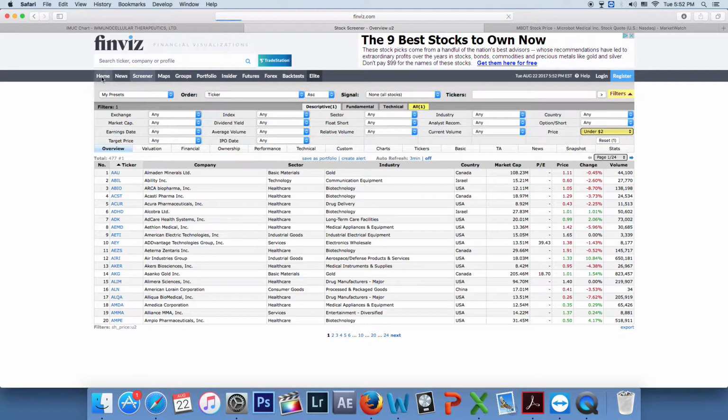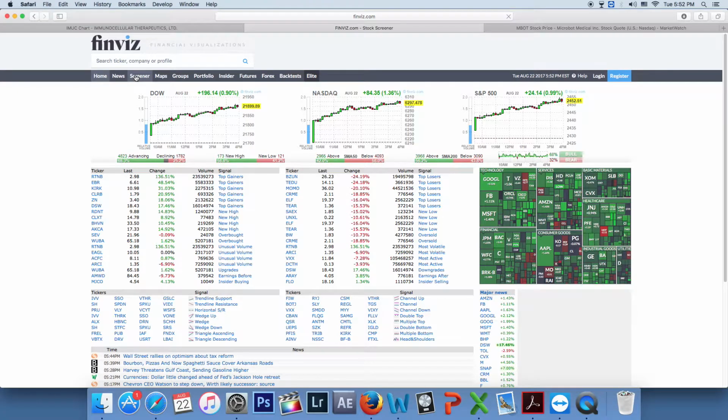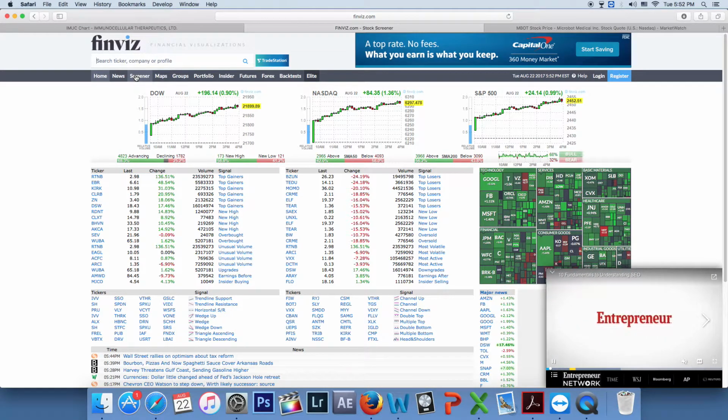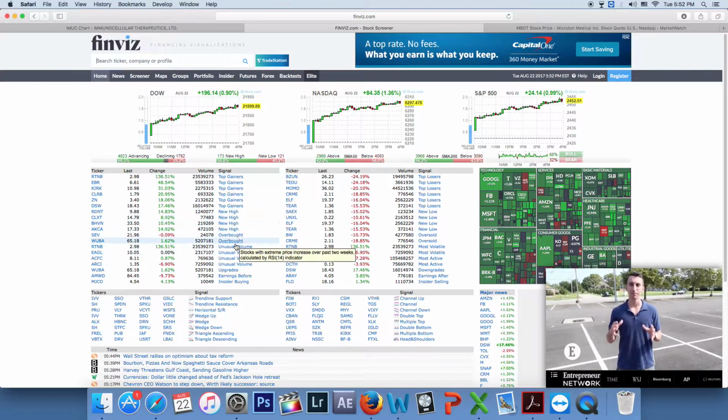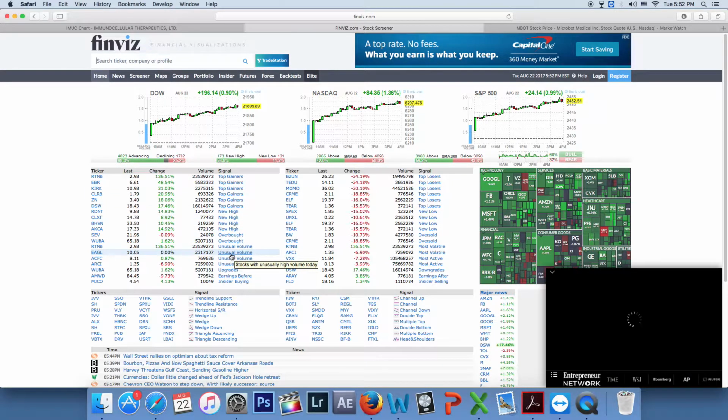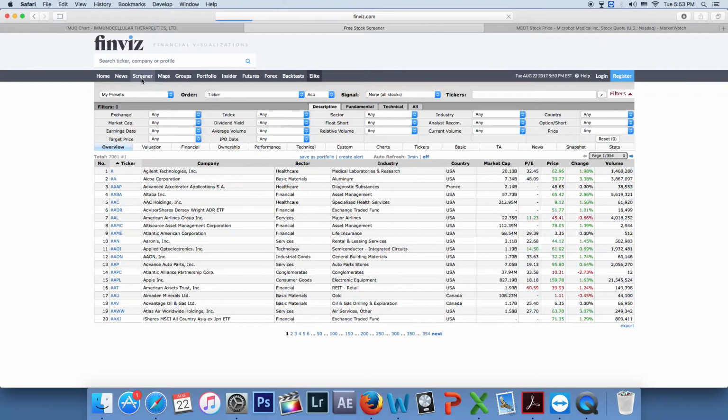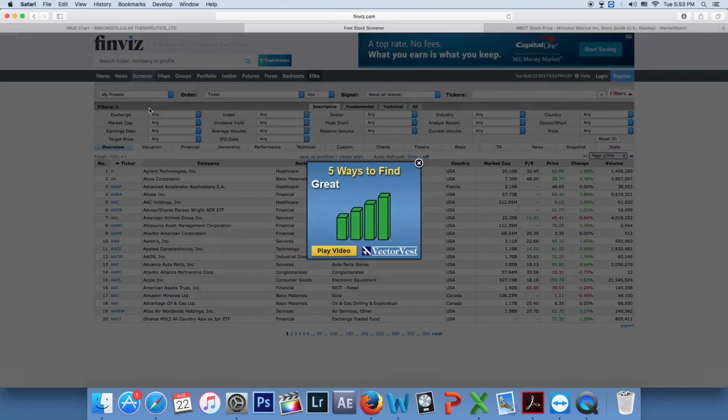When you go to finviz.com, you'll arrive at this page. In the beginning, you can look at the movement and progress throughout the day with each stock, unusual volume, who was overbought, what have you. However, we're going to be using the stock screener. And this is how we find our own picks throughout the world.